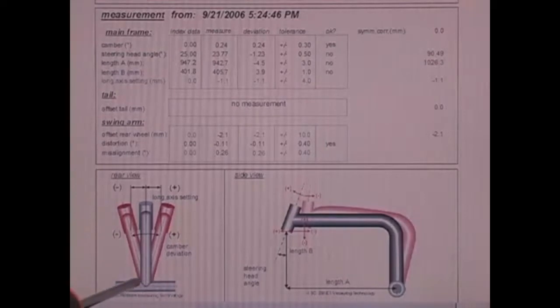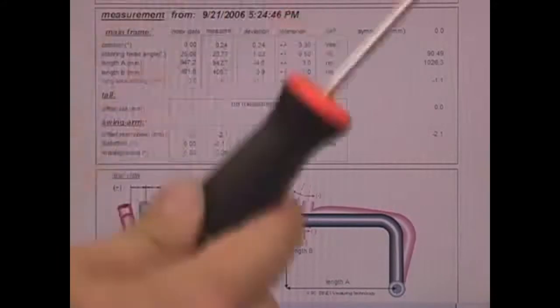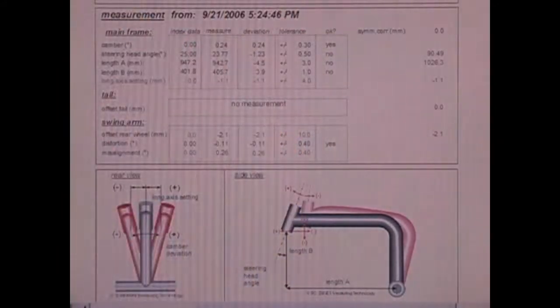Looking at our chart down here, we see that positive would be represented by, from the rear of the motorcycle, being a clockwise view. So we see that it's 240 thousandths of a degree that way. Allowable tolerance on something like that is 0.3 of a degree. So that's just barely inside of what we would consider maximum allowable tolerance.